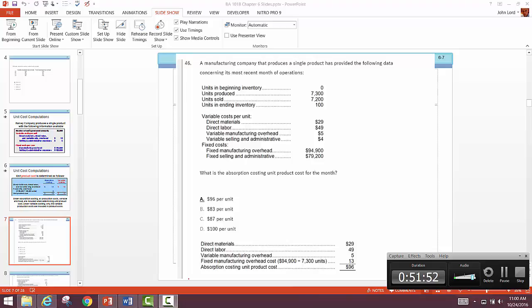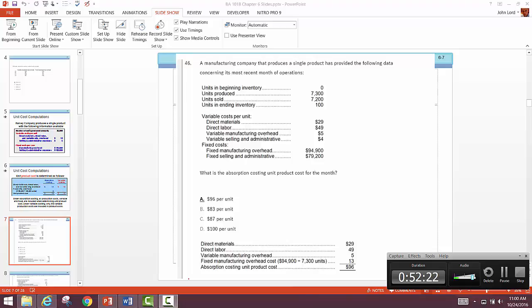Selling administrative, oh, I see. It's the number of units that I sold. I see what I did wrong. So it's what? 7,200 units times the $4? 28,800? Okay, I see what I did wrong. Because it's the number that I sold, not the number that I produced. It's the number that I sold. That's what I did wrong.